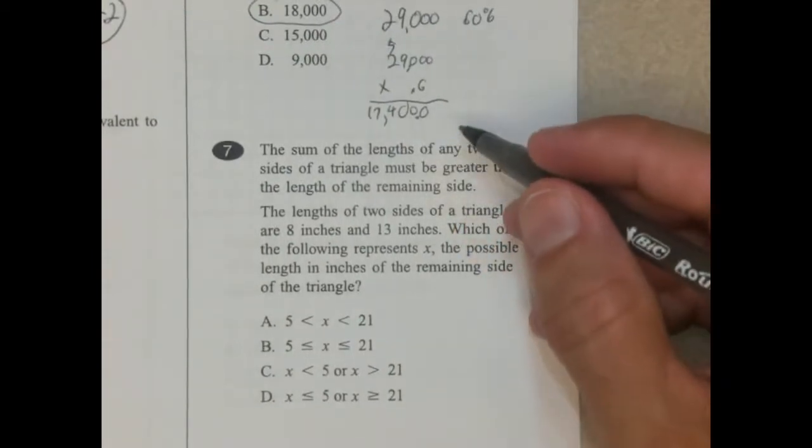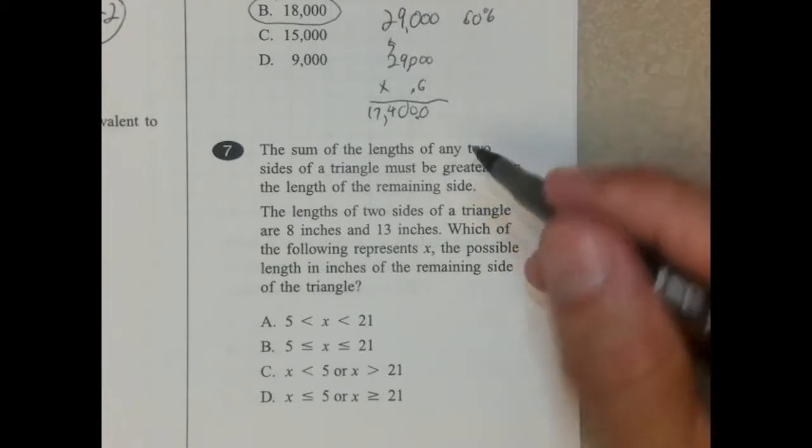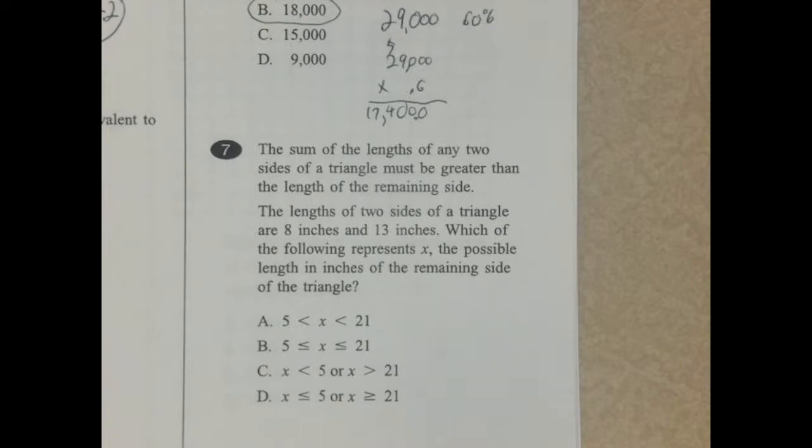The sum of the lengths of any two sides of a triangle must be greater than the length of the remaining side. This is true. Triangle inequality theorem. The lengths of two sides of a triangle are 8 and 13 inches. Which of the following represents x, the possible length of the remaining side?